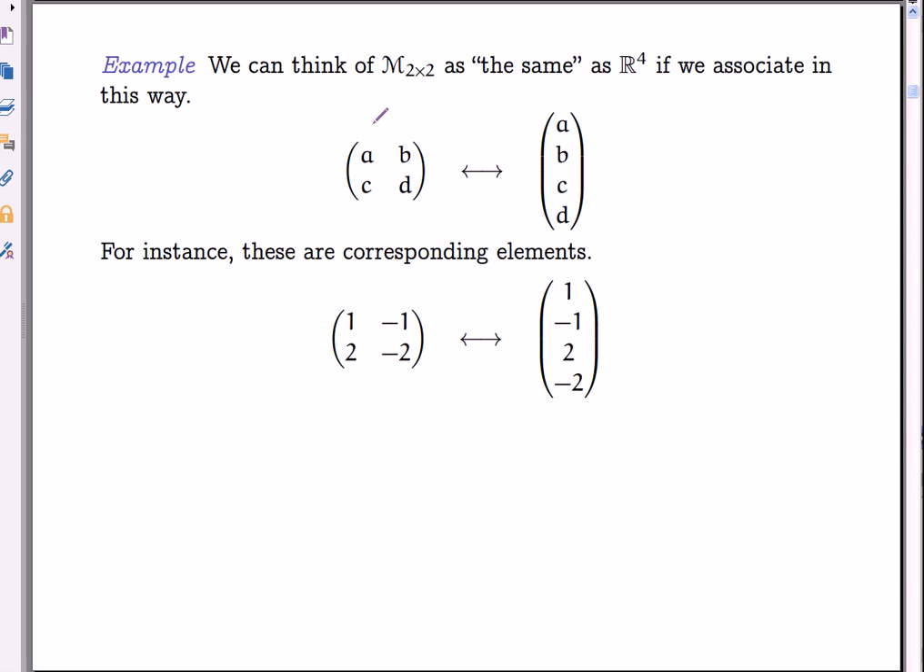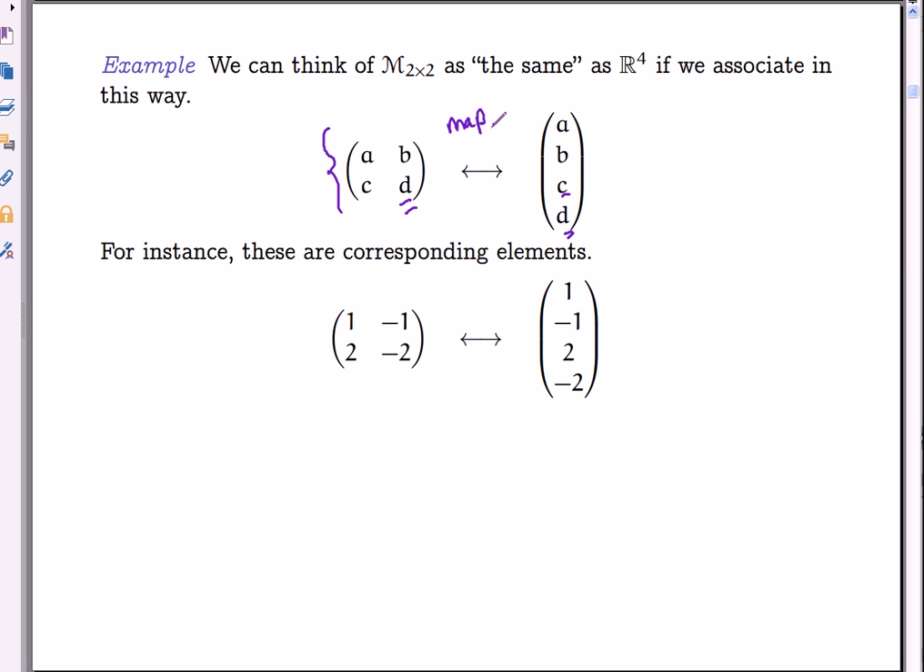Another example, think of 2 by 2 matrices. I can associate this 2 by 2 matrix with a vector in R4. So in general, what this means is if I have a 2 by 2 matrix, I take the 1, 1 entry and put it in the first entry of my vector in R4. I take the 1, 2 entry, put that in my second entry. I take the 2, 1 entry, make that the third entry, and take the 2, 2 entry, make that the fourth entry. So this is an association or mapping or function. All of those terms are synonymous.